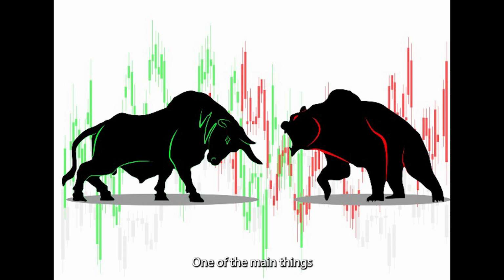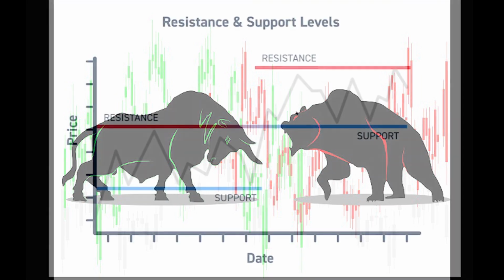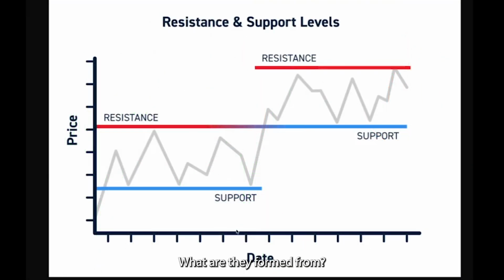One of the main things we're going to go over in this session is how to spot potential support and resistance. I want you guys to know that support and resistance is like air. It's absolutely everywhere. How do we even get them? What are they formed from? We're going to go over that right now.